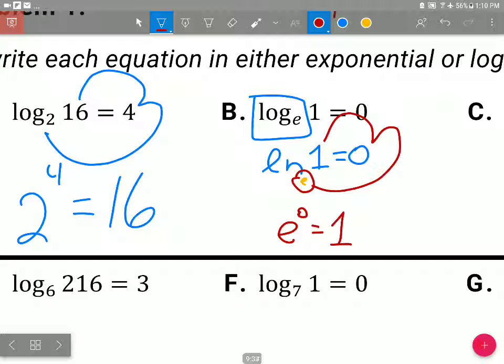Go to base, go across, and then come back. You take out the ln, so e to the power of 0. ln has an understood base of e right there. It is there, even though it's not written.